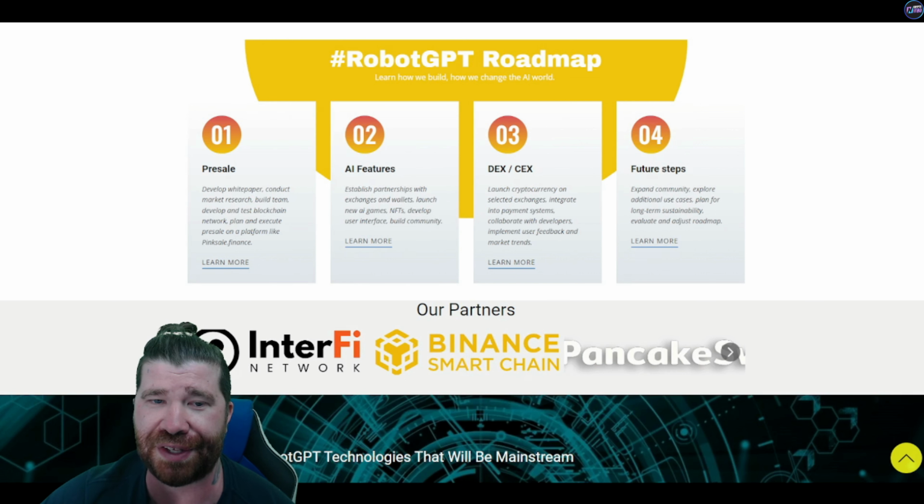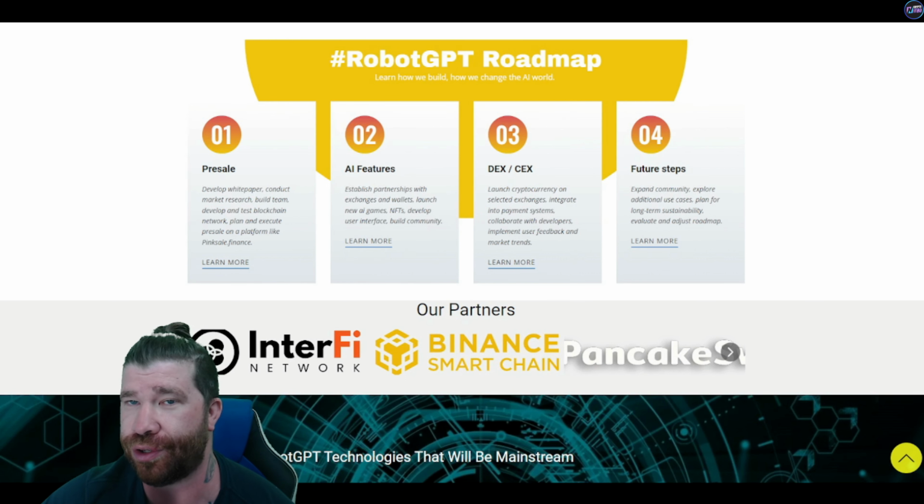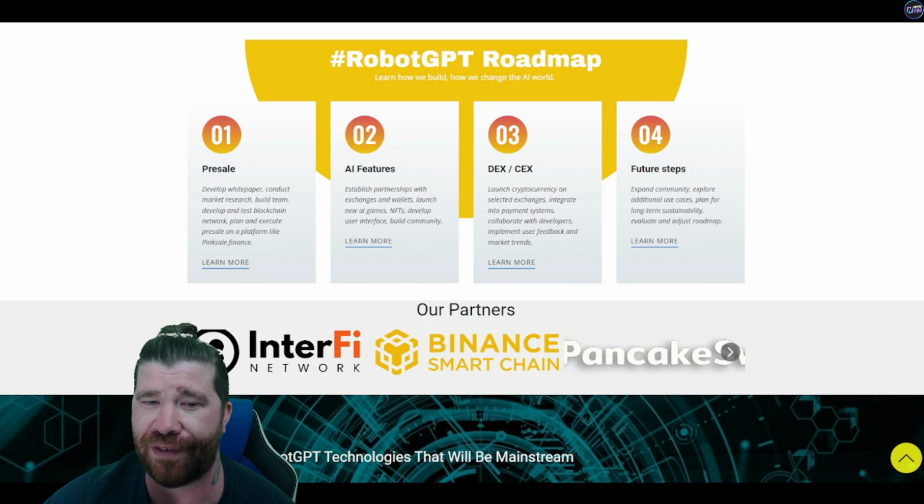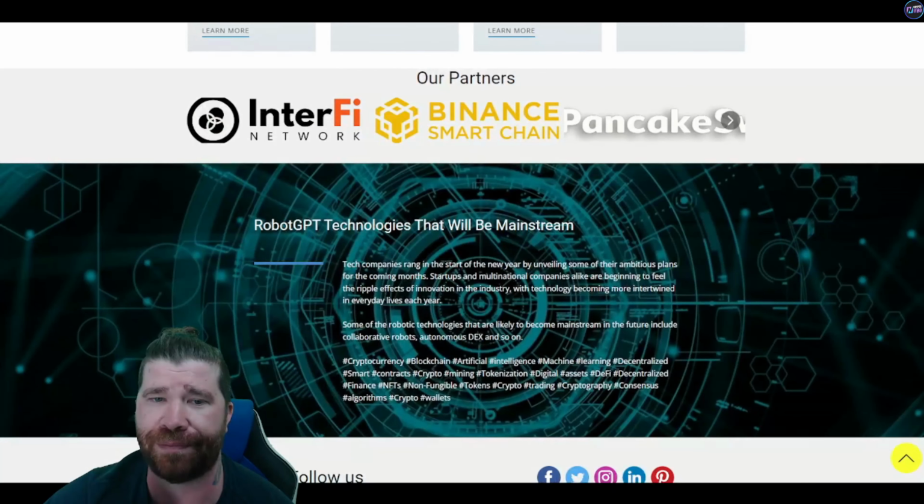And we have what is known as AI features, established partnerships with exchange wallets, launch new AI games, NFTs, develop interface, build community, decentralized exchanges, so also known as DEXs, and centralized exchanges, launch the currency on different exchanges, integrate payment systems, collaborate developers, and implement user feedback and market trends. And then we have future steps. So they do have a lot of things coming. Okay.